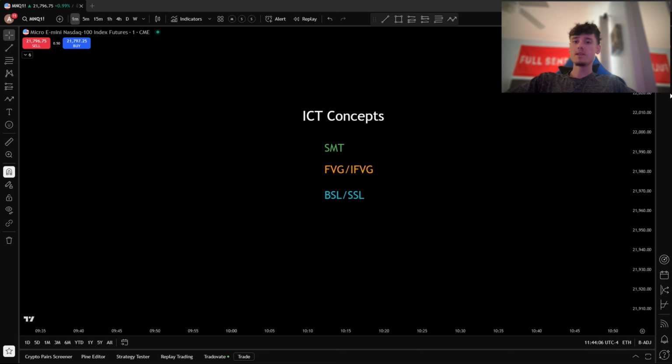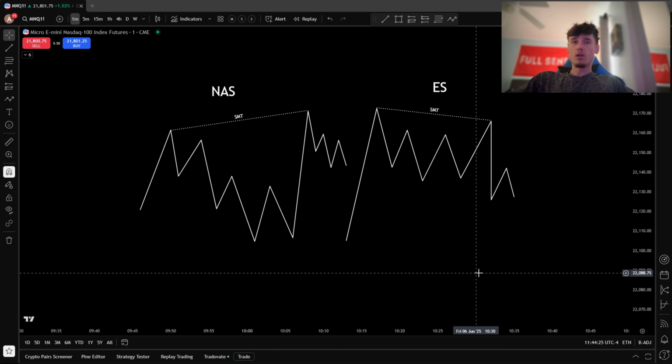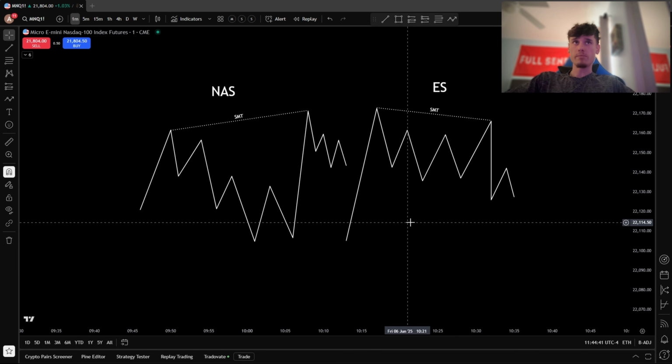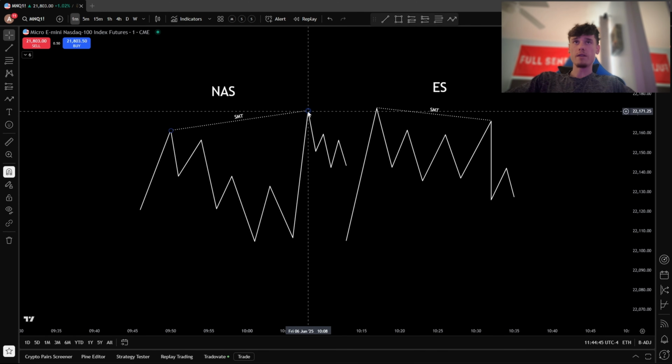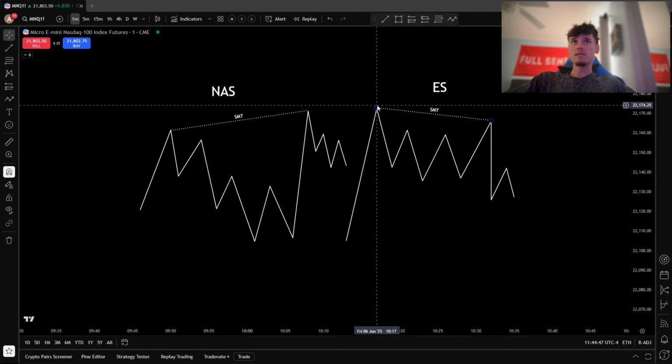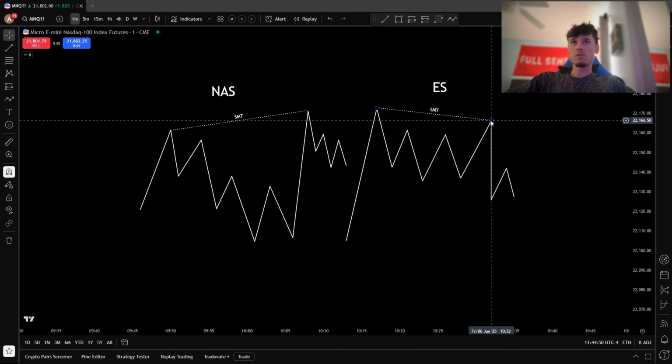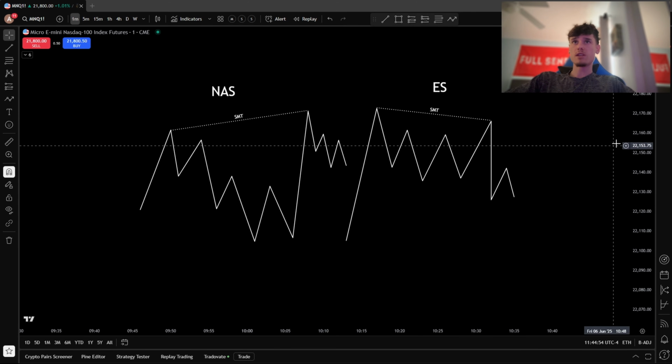So starting off, let me explain exactly what an SMT is. NASDAQ and S&P are two correlated assets. They should always follow each other, but at times, one makes a higher high and one makes a lower low, and they become displaced in the market. For example, like NASDAQ over here has a low coming to a high, but on the other hand, ES has a high coming to a low, which shows that there is a divergence in the market.